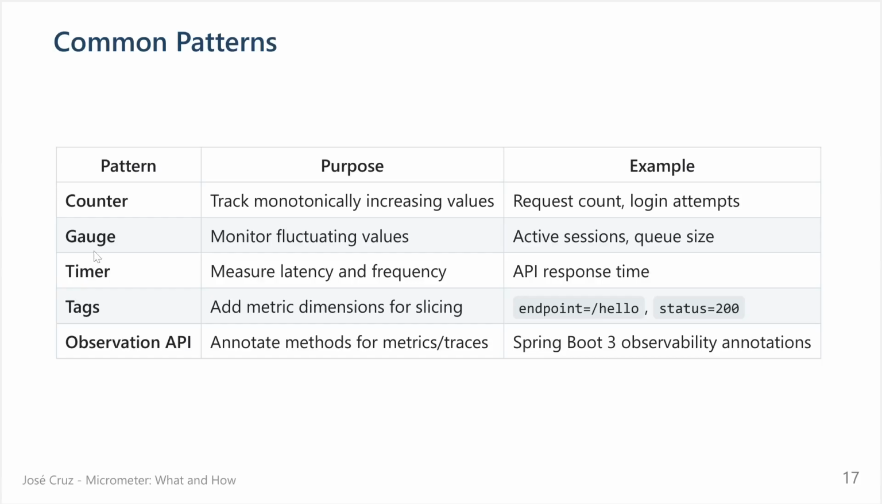You can use a gauge to monitor fluctuating values, like active sessions, queue size. A gauge is something where you say, okay, what is the current number for this? You are not counting this. You just want to know what is the number here. So what is the number of active sessions? What is the queue size?